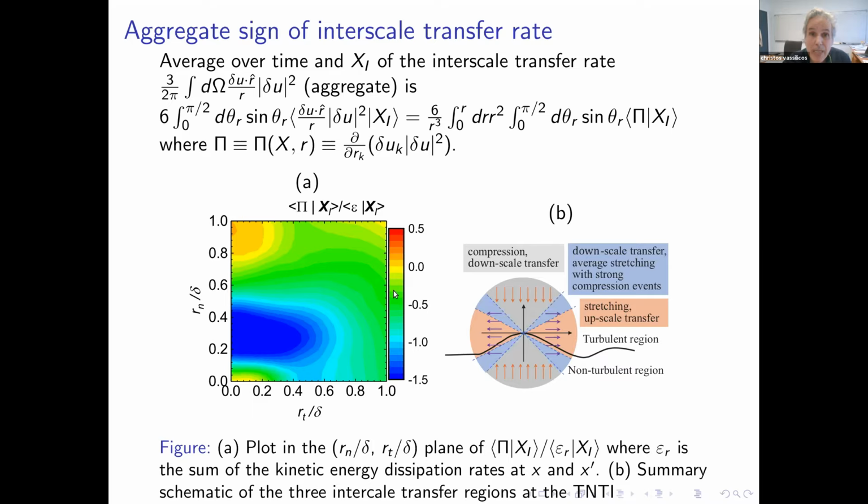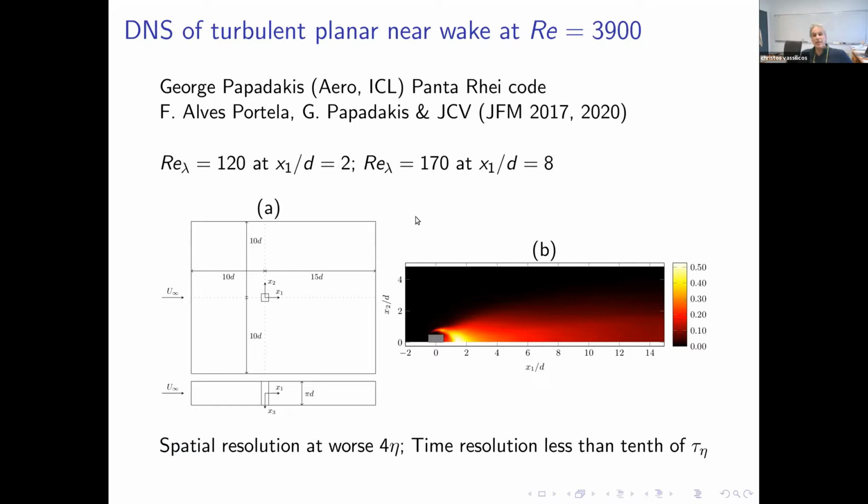Now, this is work with George Papadakis in the last 20 slides, on a turbulent planar wake at a Reynolds number of about 4,000. It's a very different code now, the Pandaré code. It's actually a finite volume code that George wrote. It's work with Felipe Alves Portela. The paper was published a few months ago.